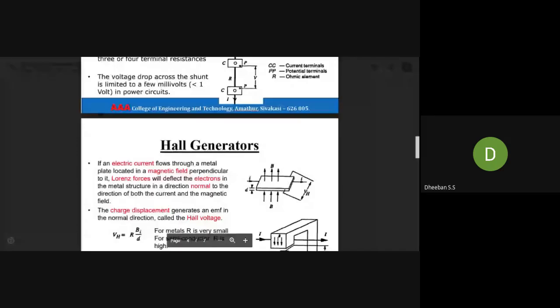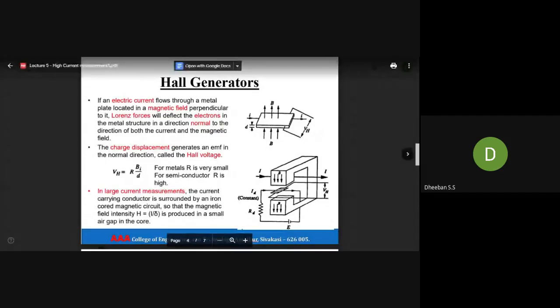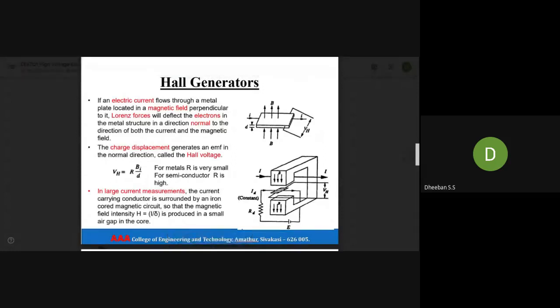The second one, a very important one, is the Hall generator. About this Hall generator, you already studied, so I don't need to explain so elaborately. Generally, there will be an element, and we will be passing an electric current through a metal plate. Here, this will be the metal plate, and we pass current through it.